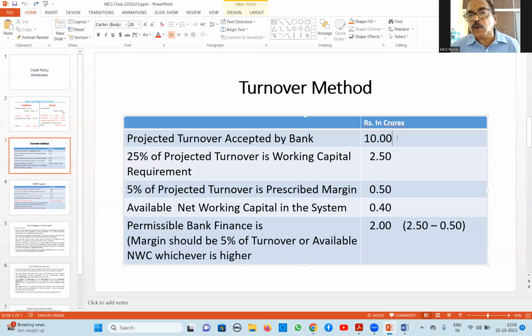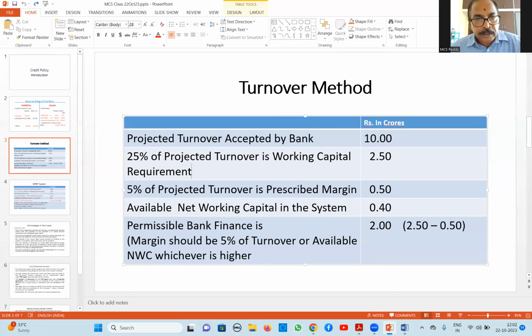For example, 10 crores is the projected turnover, and out of that, 25% of projected turnover is the working capital requirement. Working capital requirement means how much money the company needs for working capital, that is 25% of projected turnover. Here the example is 2.5 crores. Out of this requirement we will finance some portion and the party has to bring some portion. The party's portion we call margin.